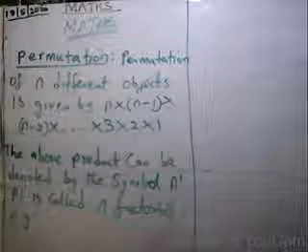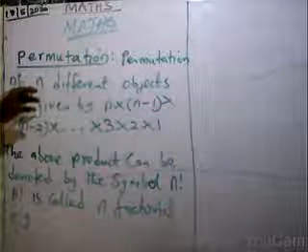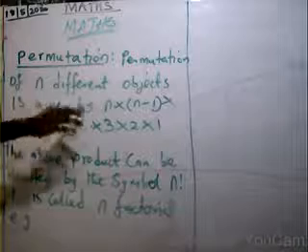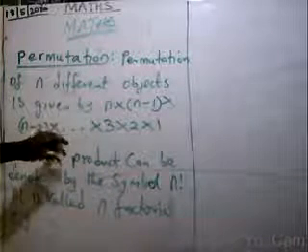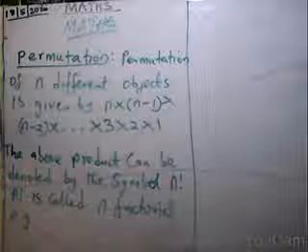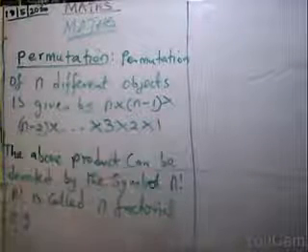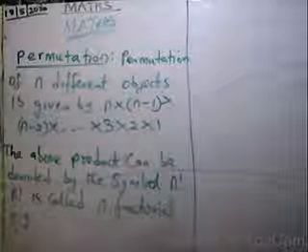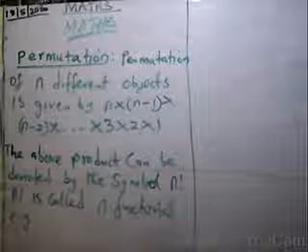We say that the permutation of n different objects is given by n multiplied by n minus 1 multiplied by n minus 2 up to 3 up to 1. Then the above product can be denoted by the symbol n with an exclamation mark, and that is called n factorial. And what does that mean? If you want to pronounce that, it is n factorial.